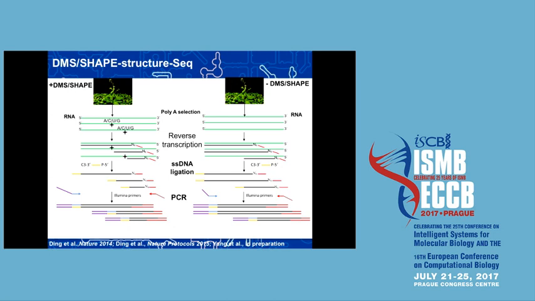Here is the detailed deep sequencing library construction pipeline. You basically treat your cell, plant, or even yeast or HeLa cell with the chemical for a while, until the chemical can penetrate into the cell and modify the nucleotides. Then you can do different selections, such as poly(A) selection or ribosomal RNA depletion, to enrich your RNA of interest, and then you do the reverse transcription.